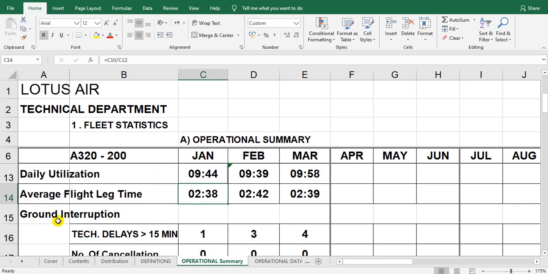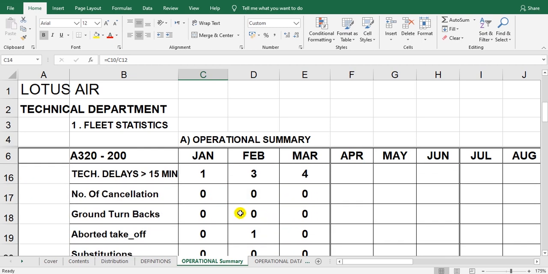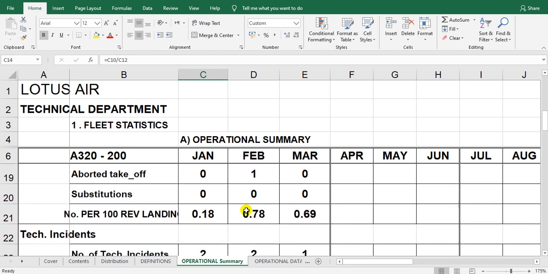Okay, we go to the ground interruptions. Technical delays more than 15 minutes: in January 1, in February 3 delays, in March 4 delays. Okay, number of cancellations, no cancellation here. Ground turn back, no turn back from the tarmac. Abort takeoff, no, here is one in February. Substitutions, substitute of another aircraft, no.